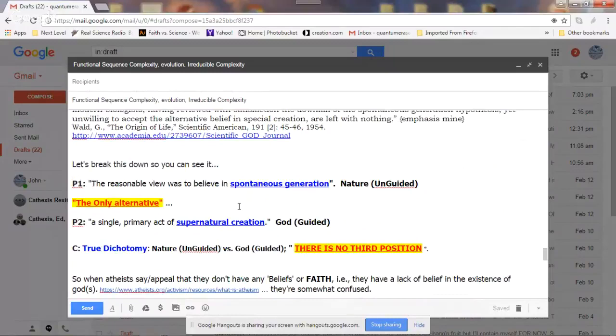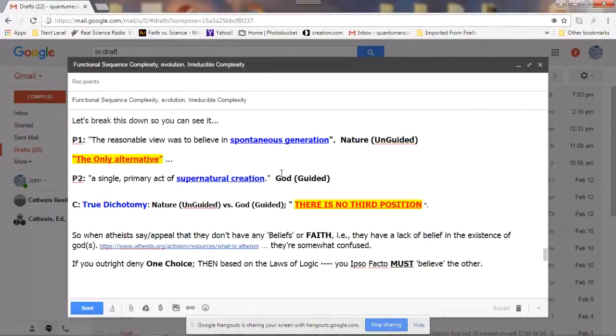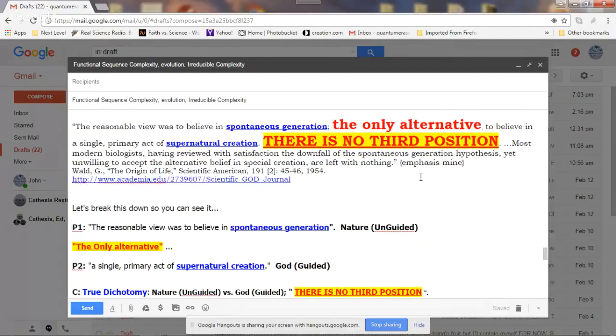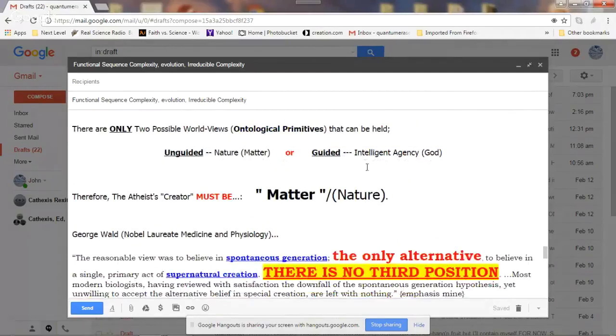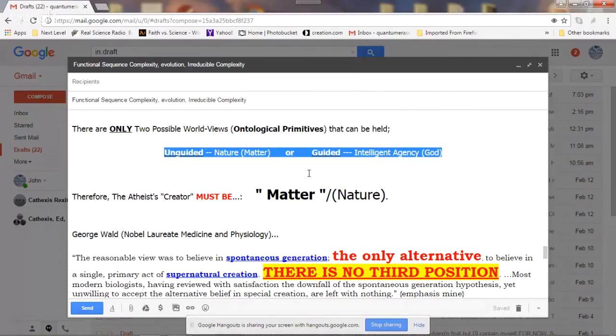Premise one, the reasonable view was to believe in spontaneous generation. So that's nature, or unguided. The only alternative is what? A primary act of supernatural creation. God, guided. That's your only two positions. This is a true dichotomy. There is no third position. I hope that's clear for everyone. I get a lot of people who put a lot of things underneath these two. There are a lot of subcategories, I suppose, underneath these two, but when you boil it down, these two are all you have left. You can put subcategories under here, but you ain't going to get around it. There's only two choices.